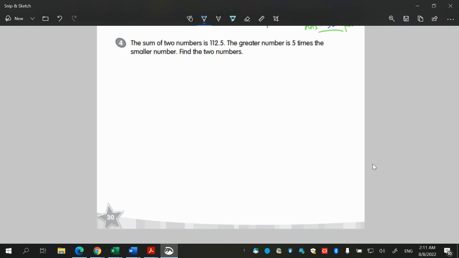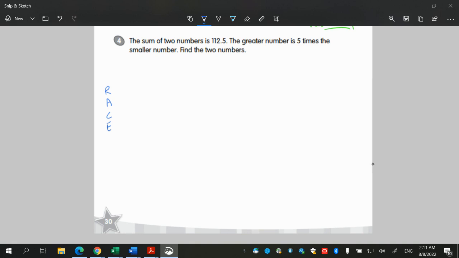The truth is, you really have to go back and read it diligently to be able to tell. Now, in this case, the question says the sum of two numbers is 112.5. The greater number is 5 times the smaller number. Find the two numbers. 3 sentences that need less than 15 seconds to read, but actually a lot of information is given. So here you see, you've got two numbers.